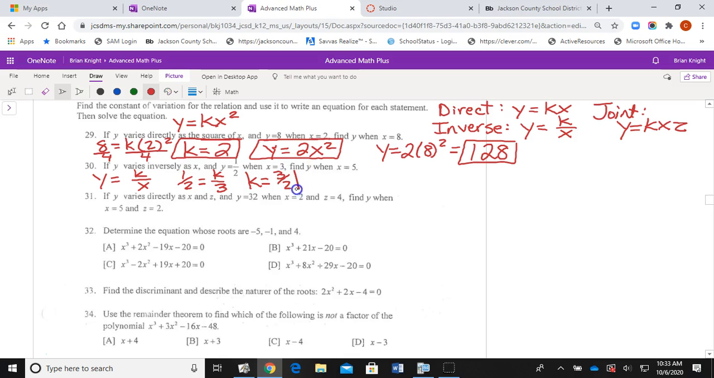So write the equation. It's just going to be y equals 3 over 2x. You just put the x down there at the bottom. So there's your equation. And then they want to know what is it when x is 5. So y equals 3 over 2 times 5. That's 3 over what? 10. Done.